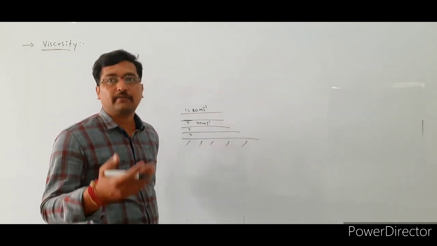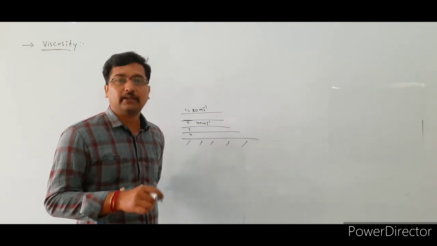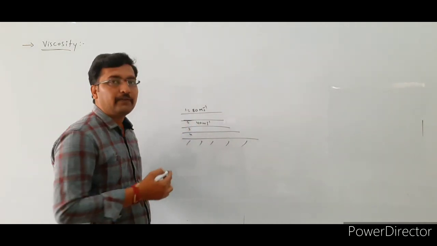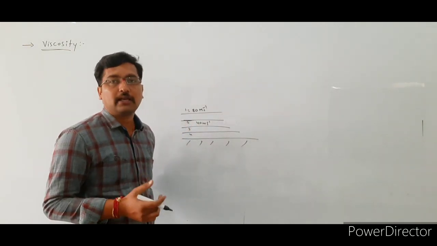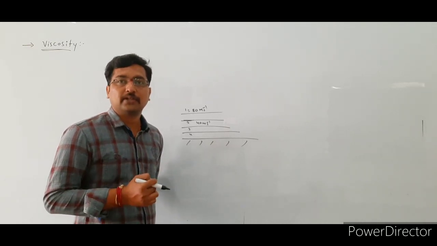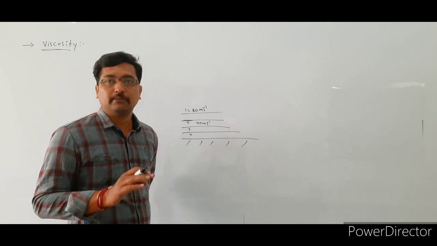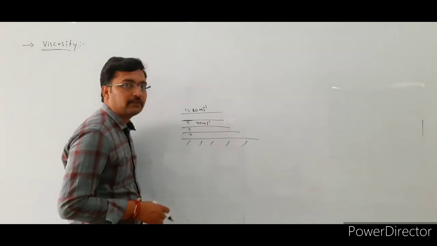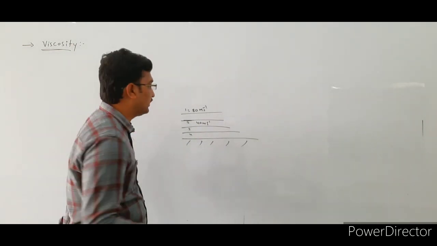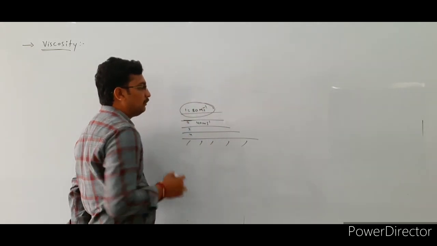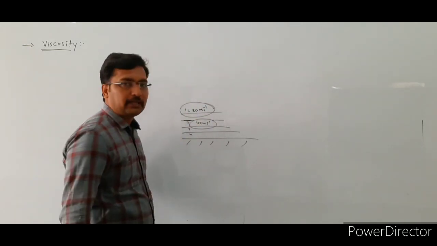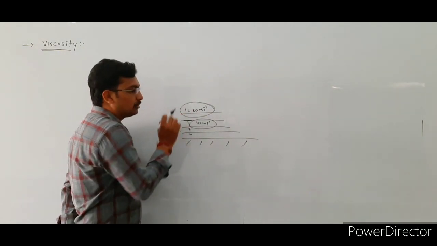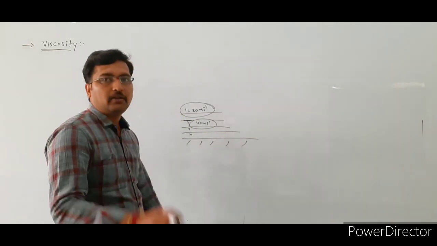So what is the definition of viscosity? It is the property of the liquid by virtue of which it opposes the relative motion between the different layers of the liquid. That is known as viscosity. In this case, the first layer is moving at 80 meter per second and the second layer at 40 meter per second. Both oppose each other, and the opposing force is known as the viscous force.